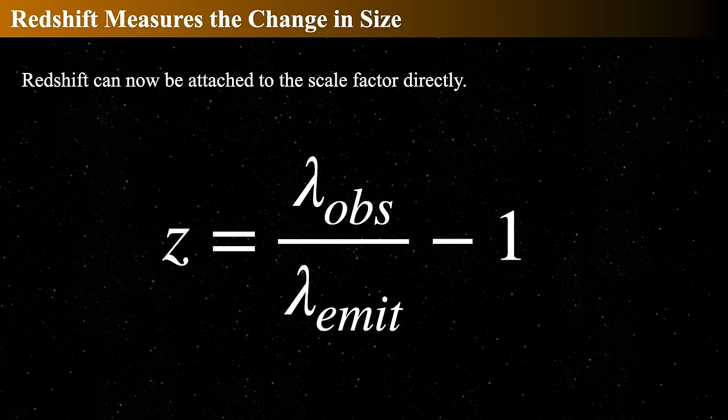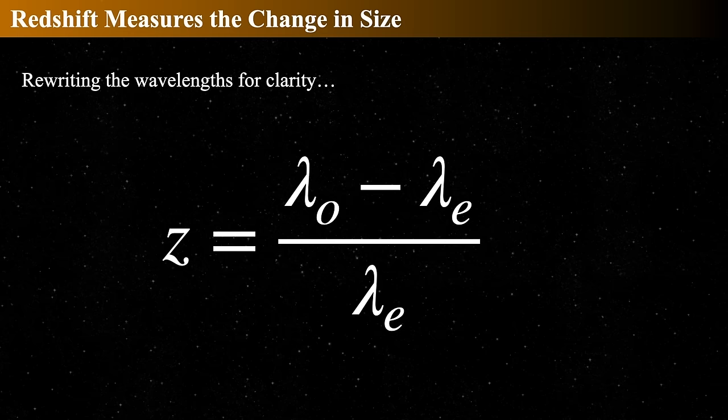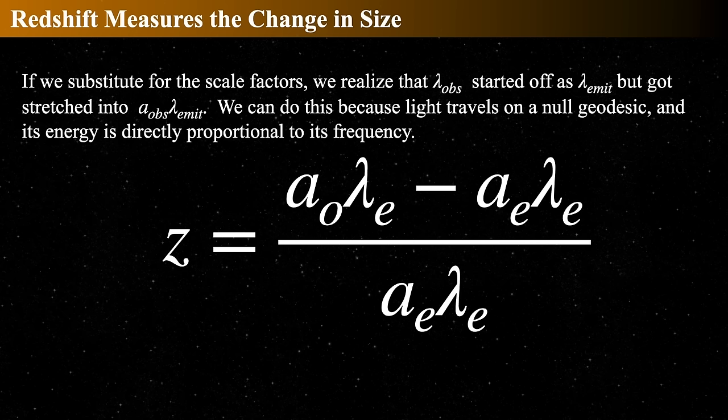We return to the redshift definition and see how that scale factor comes into play. We rewrite it for clarity, and now we apply the scale factor to each of the wavelengths of the photon, noting the observed wavelength is just the scale factor times the original emitted wavelength.